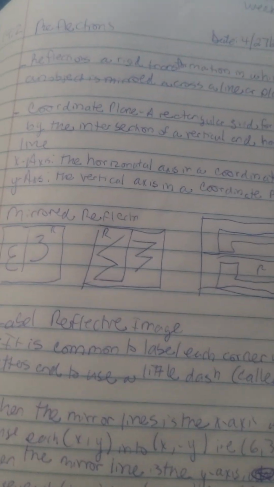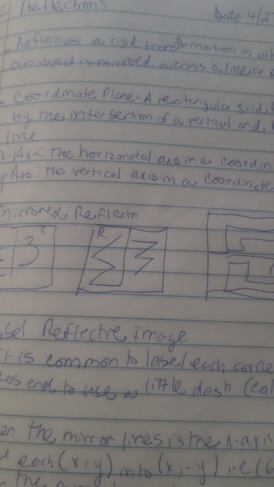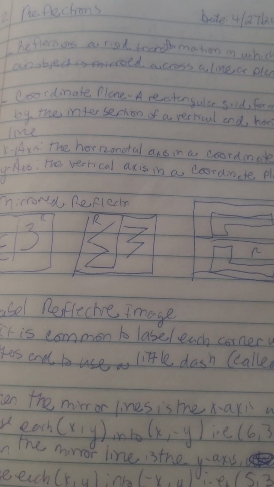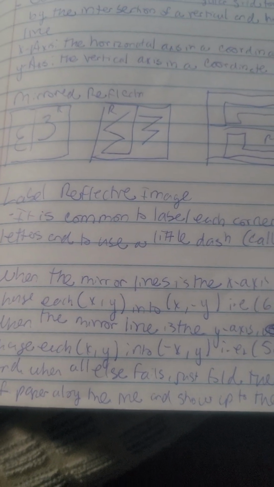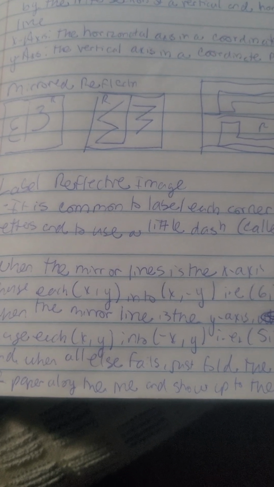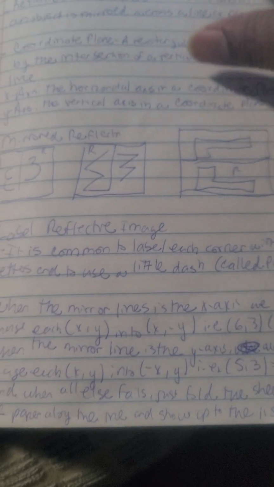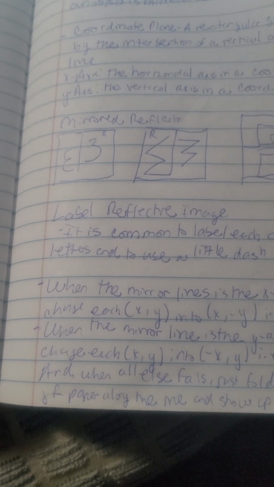Reflections were mirror reflections of coordinates, and if it was on the x-axis, you would make the y negative, and if it was the y-axis, you'd change the x to the negative. You would inverse it. Here are some examples here.